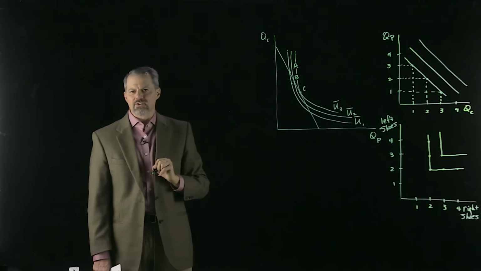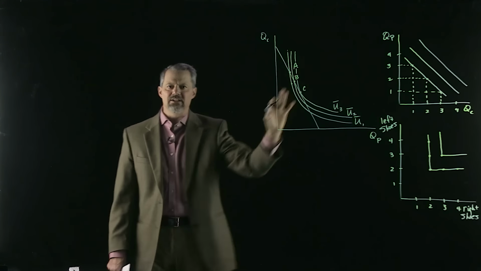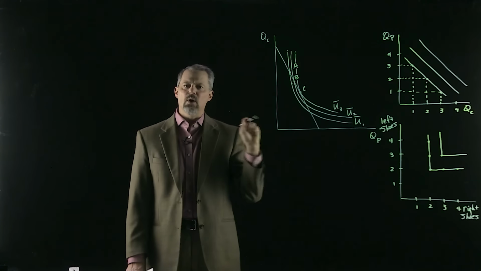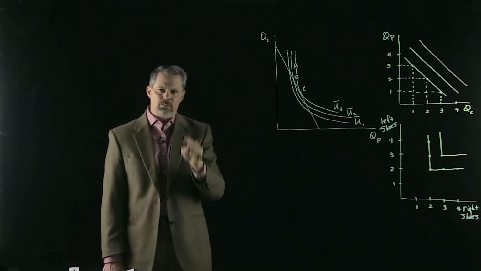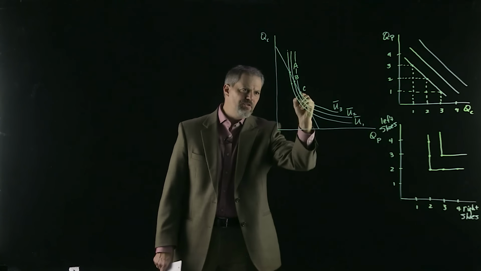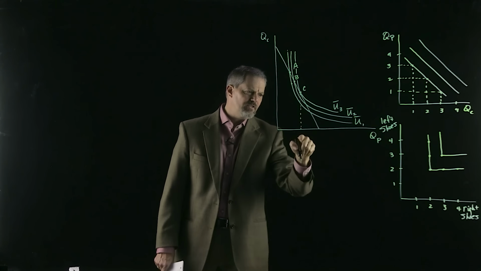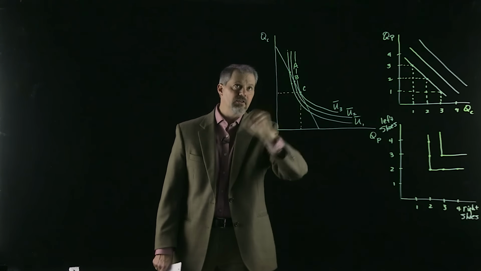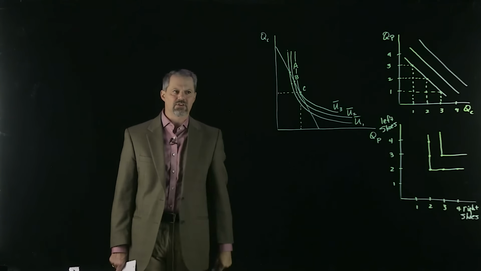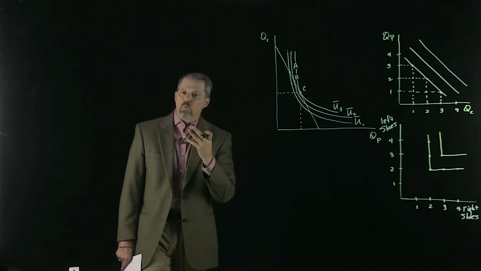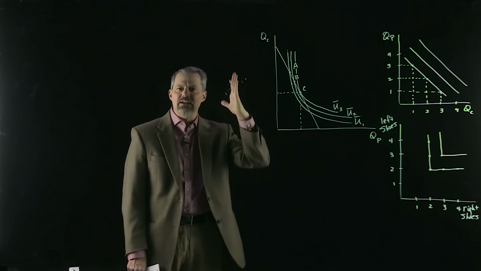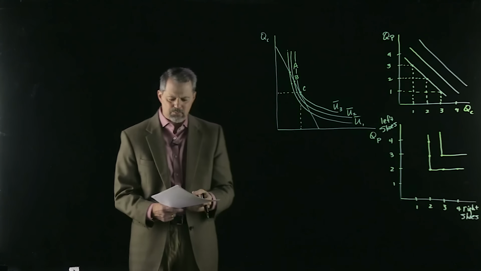Once we've gotten to bundle C, we're on the highest possible indifference curve, the indifference curve farthest from the origin. There is no other bundle on that picture that is affordable that would be on a higher indifference curve than U3. So this bundle right there, that amount of pizza and this amount of Coke, that would be the bundle that would maximize well-being for this consumer. So when the consumer is maximizing their utility or well-being, what we end up with is a place where an indifference curve is just tangent to the budget constraint.